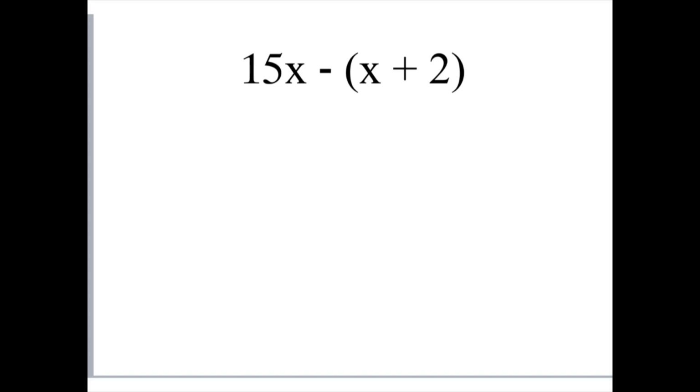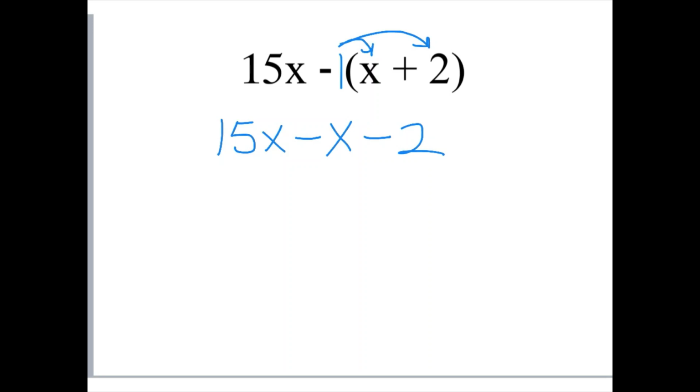And so I'm going to just write the 15x down. I'm really going to pretty much ignore it other than writing it down. And I'm going to put my 1 here to remember that that's a negative 1. And so I'm going to take this, negative 1 times x is negative 1x, which is just the same thing as x, negative x, I'm sorry. And then negative 1 times positive 2 is negative 2.